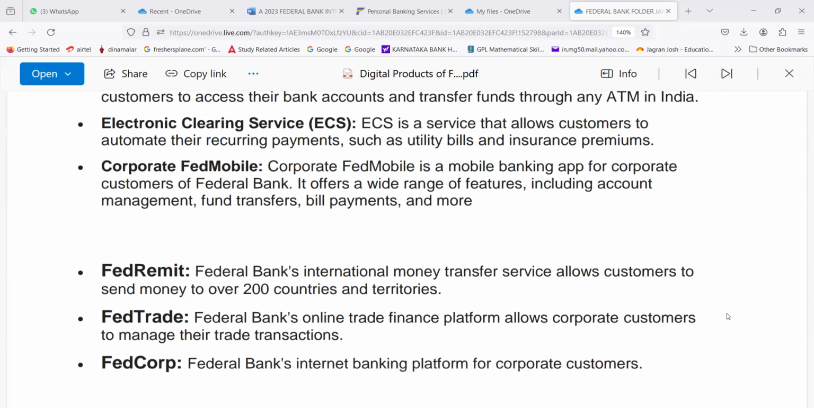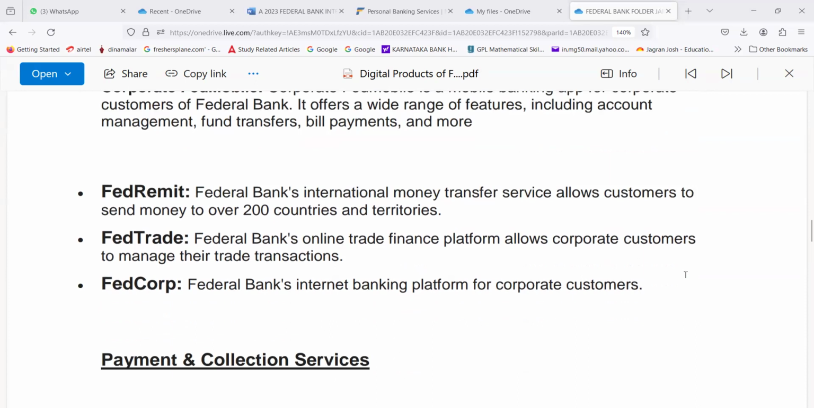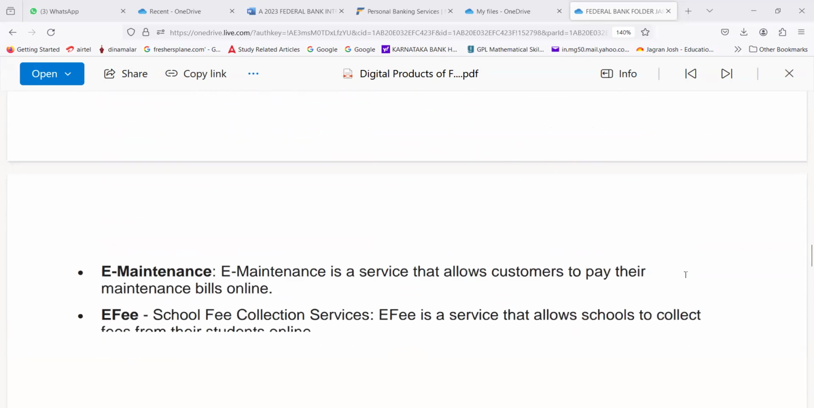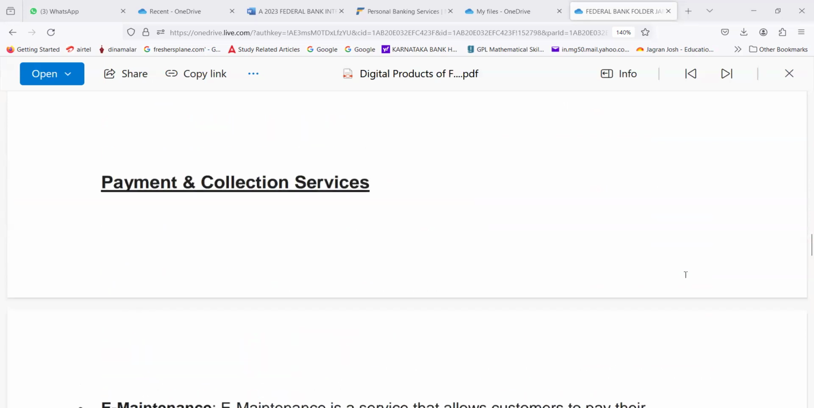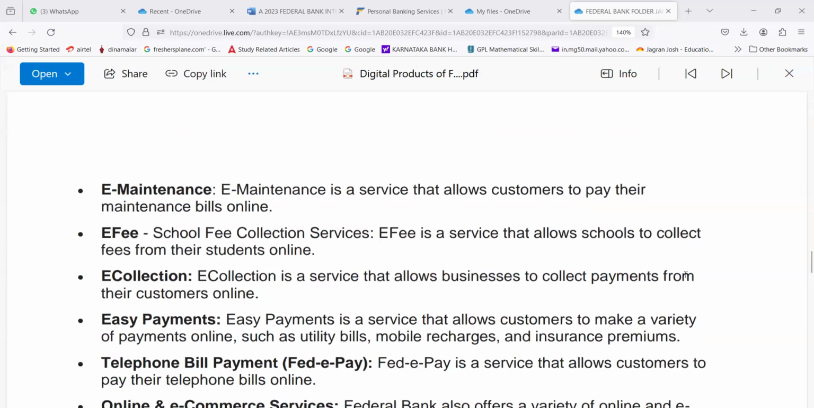Federal Bank's International Money Transfer Service allows customers to send money to over 200 countries and territories. FedTrade. Federal Bank's online trade finance platform allows corporate customers to manage their trade transactions. FedCorp. Federal Bank's internet banking platform for corporate customers. Payment and Collection services. Please read.